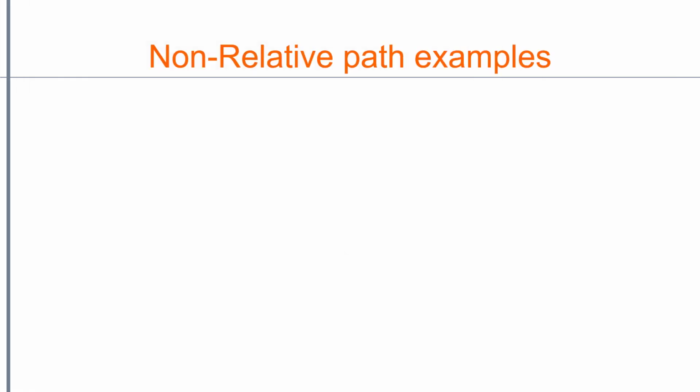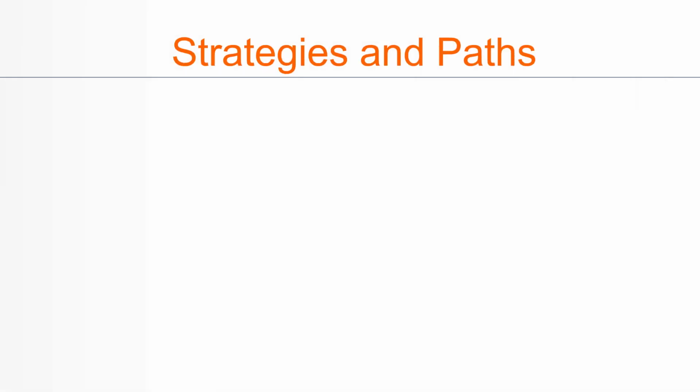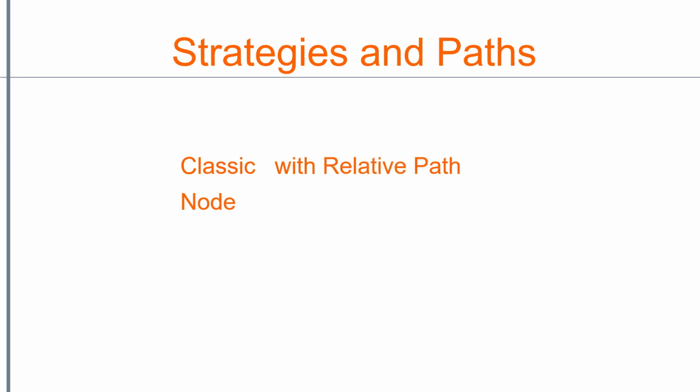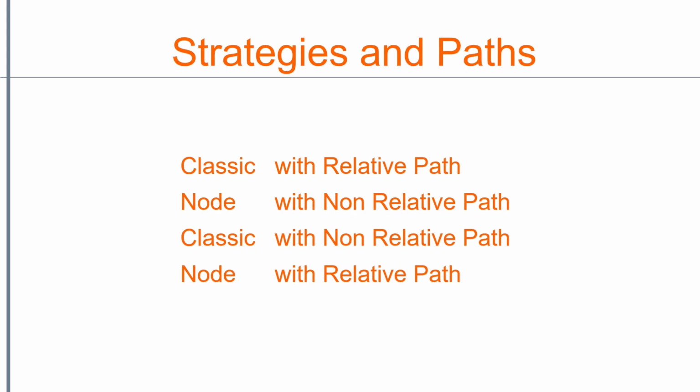Let's look at some examples for non-relative paths now. This one indicates to look for module B. The search location for module B depends on the type of module resolution strategy selected. This one indicates to look for module B in a folder called parent. Again, the search location for the folder called parent with module B in it depends on the type of module resolution selected. The combination of module resolution strategy and the path formats leave TypeScript with 4 different ways to resolve module imports. Let's look at them in detail one by one.